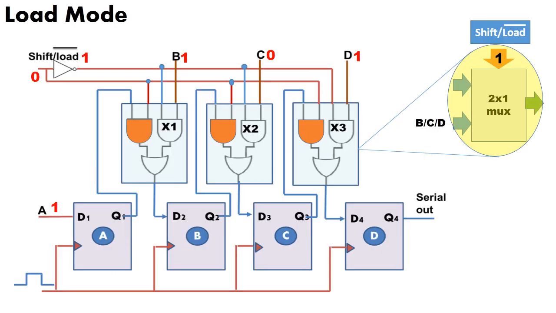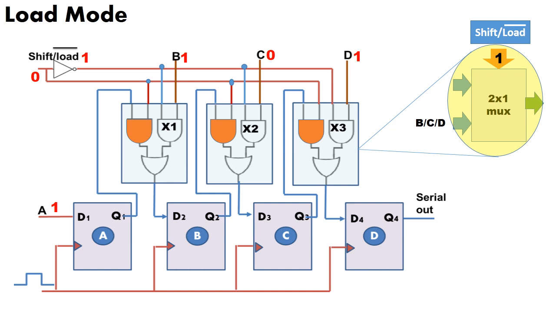In this presentation, let us see how the data is parallelly loaded and then shifted serially on each clock pulse. When the control input shift is 0, the load becomes 1. This 0 value from the shift input will be given to one of the inputs of the red color AND gates. So, the outputs of all the AND gates become 0.